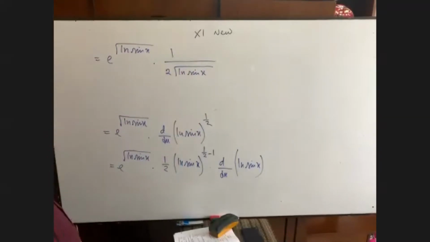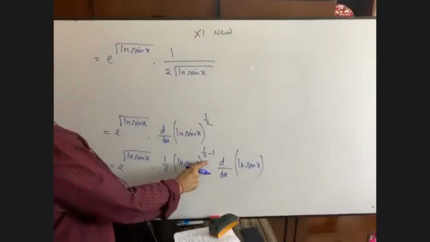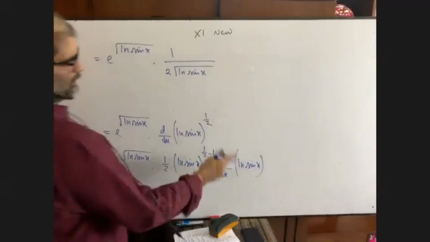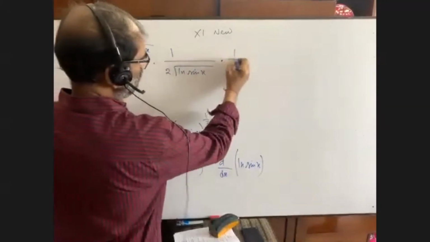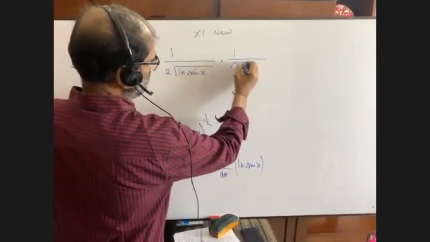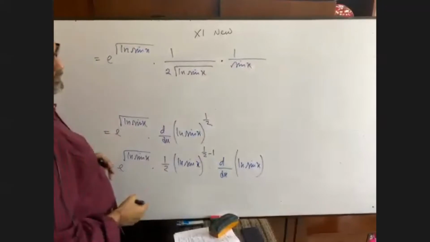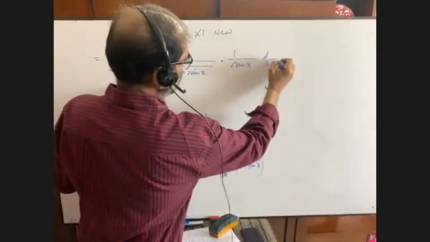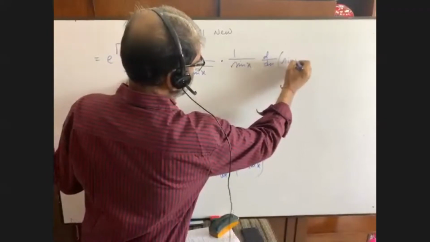It will be today. Then half root over ln sin x. It is minus half. As it is minus half, it will be in the denominator. Then ln sin x equals to what? 1 by x. It is 1 by x. And sin x is to be differentiated again. d by dx sin x.